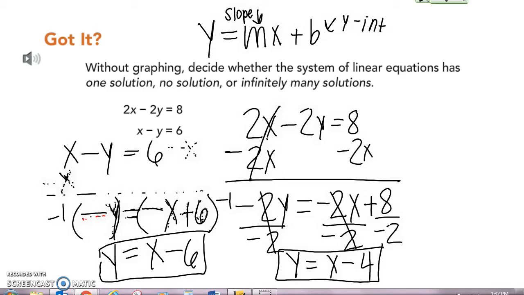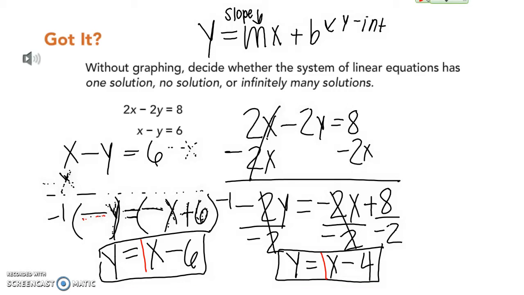So comparing these two equations, y equals x minus 6, y equals x minus 4, I see that the slopes are both 1, but the y-intercepts are different. Minus 6, minus 4. So which type of system has the same slope but different y-intercepts? It is parallel lines, so there would be no solution. When they have the same slope but different y-intercepts, that is no solution because they're parallel lines.